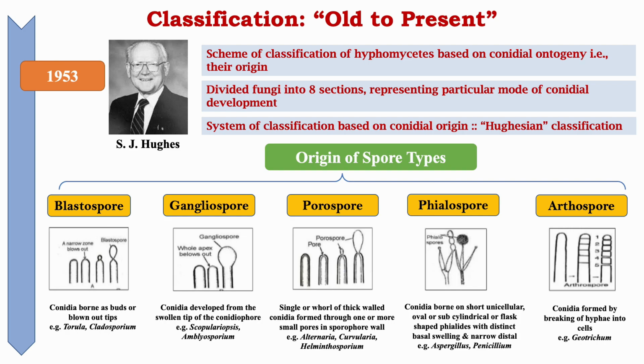Followed by phialospores. Here conidia are borne on short unicellular, oval, subcylindrical or flask-shaped phialides with a distinct basal swelling and narrow distal end. Common examples like Aspergillus and Penicillium produce phialospores. And another group, that is arthrospores. Here conidia are always formed by breaking of the hyphae into cells. The most common example of an organism that produces arthrospores is Geotrichum.